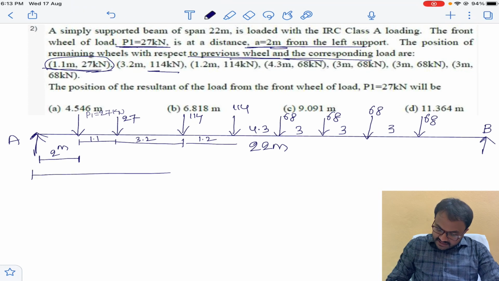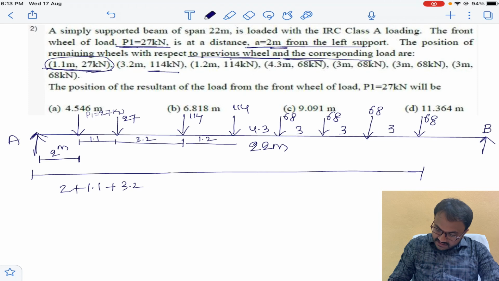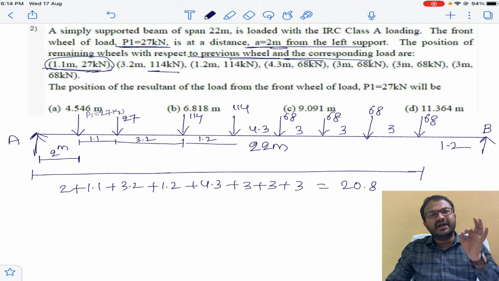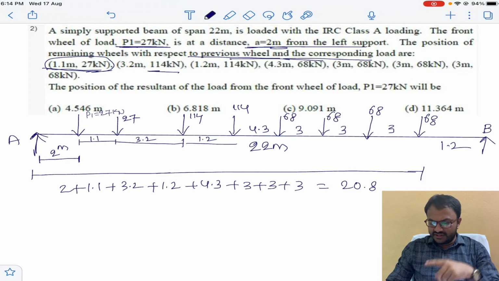Okay. If you take this entire distance, 2 plus 1.1 plus 3.2 plus 1.2 plus 4.3 plus 3 plus 3 plus 3, this entire thing you will get as 20.8. The total span is 22, as he has given in the problem, and the remaining distance is 1.2 meter. So this is the arrangement of the loads. Clear? You should be able to understand this diagram.